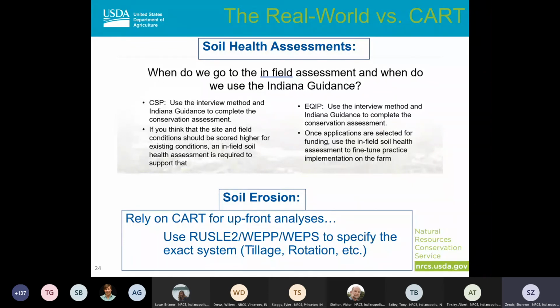Let's move forward. But we will still use Russell 2 or WEP, the wind erosion prediction system, depending on what the soil erosion type is and the tool available at the time, to refine and define that specific system that will get that farmer to T or below. Okay, so we are not done with Russell 2. It's just going to hit us in a different place in the process. Okay, comments, questions on that?